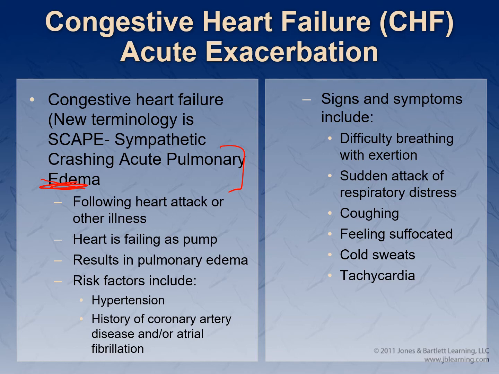It can come after a heart attack or other illness, and it is a pump failure. So the heart is unable to pump the blood effectively, and thus it backs up. And when it backs up, and I'll show you on the next slide what I mean by that, you get fluid in the lungs. People with hypertension, history of coronary artery disease, or arrhythmia are at risk for developing CHF over time. Your signs and symptoms are going to be typical of pulmonary edema.